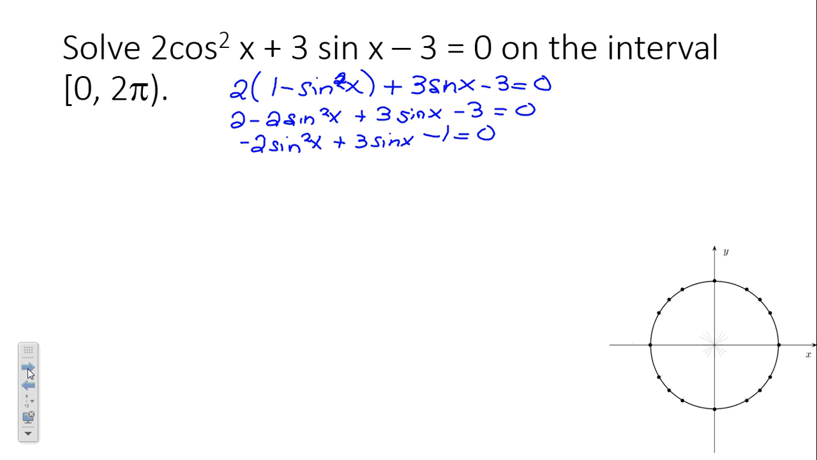Okay? So now let's multiply everybody through by a negative so we don't have that negative 2 hanging out. Okay? So we'll have a 2 sine squared minus 3 sine of x plus 1. Multiplying by a negative just makes it easier to factor. Okay, so as long as we change the sign of everybody, including 0, we're good. So 2 times the sine of x, sine of x.